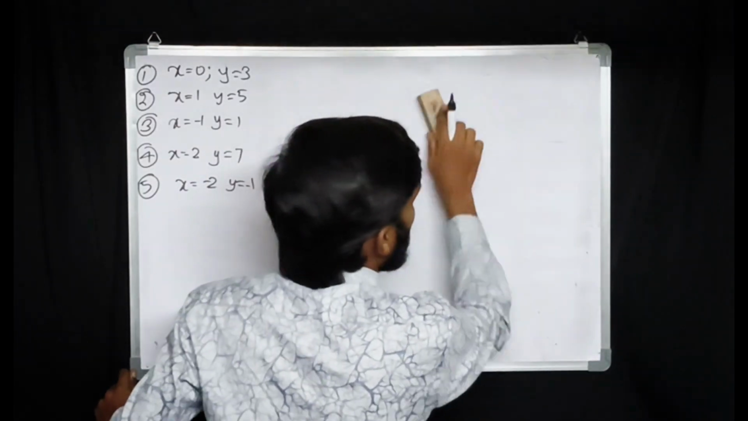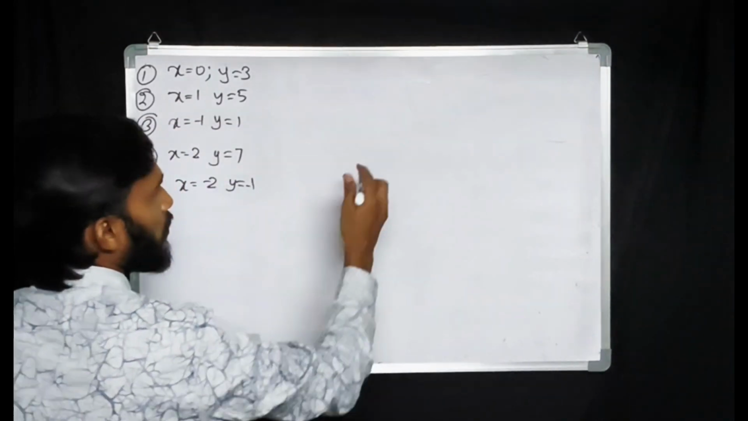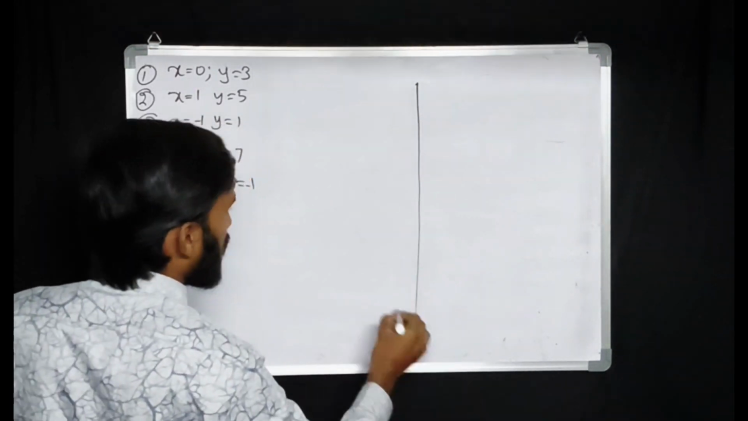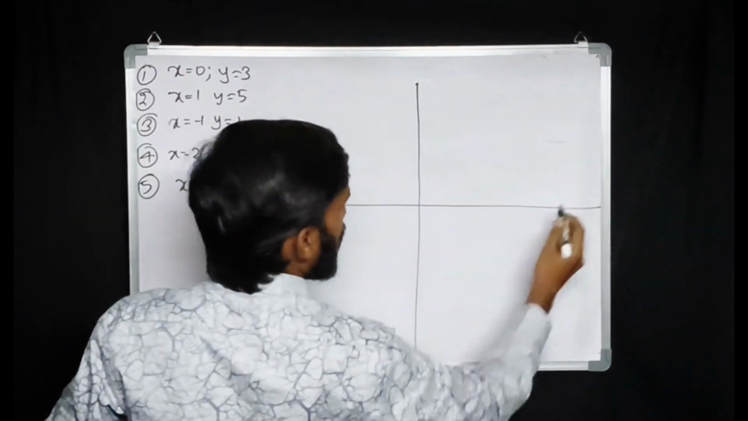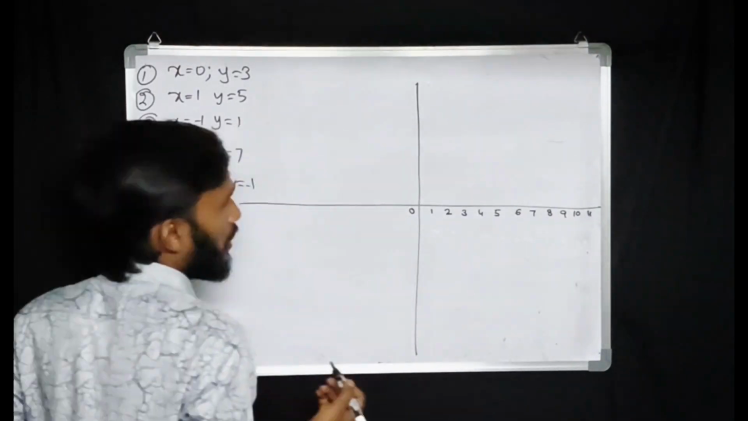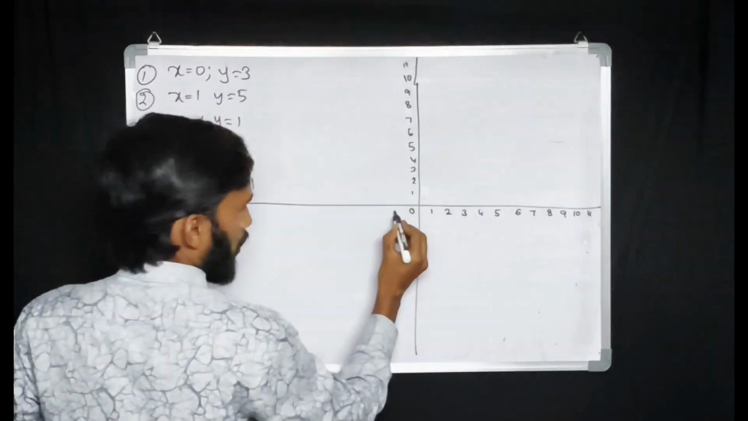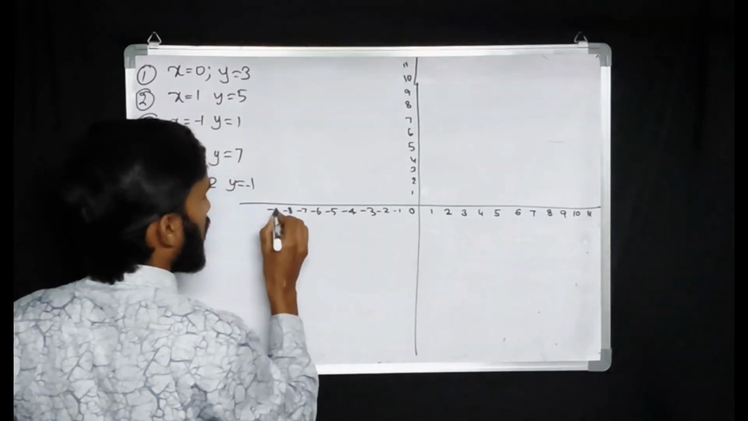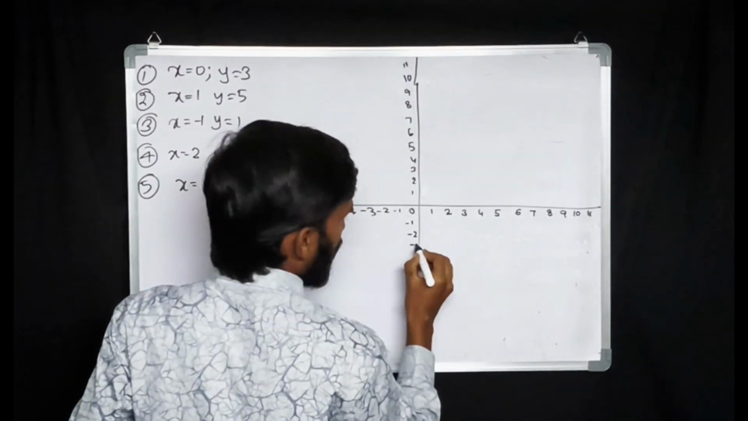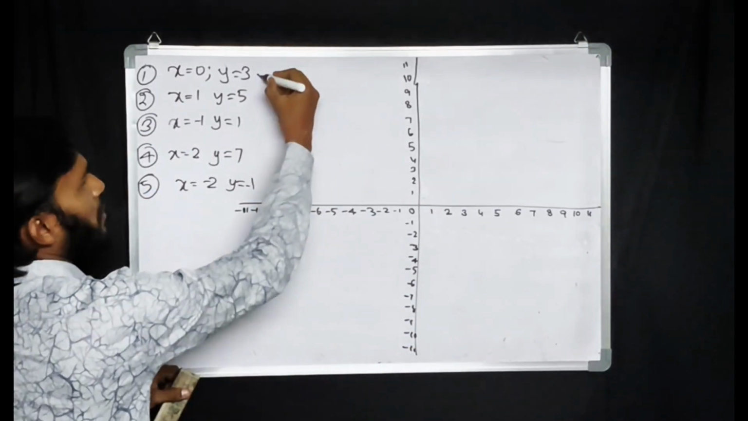Now draw the graph for these points. On the x-axis we mark 0, 1, 2, 3, up to 11, and minus 1, minus 2, up to minus 11. Likewise on the y-axis, 1, 2, up to 11, and minus 1, minus 2, up to minus 11. So, what is the first point?